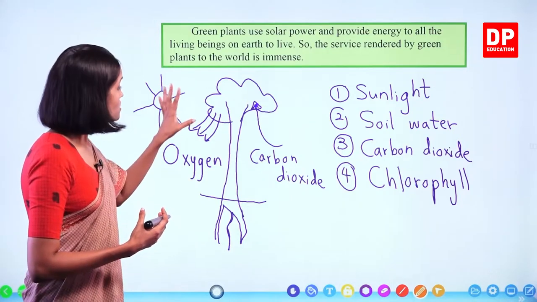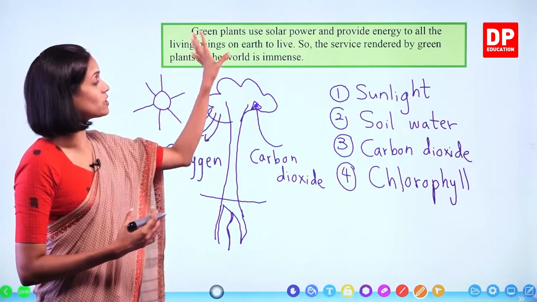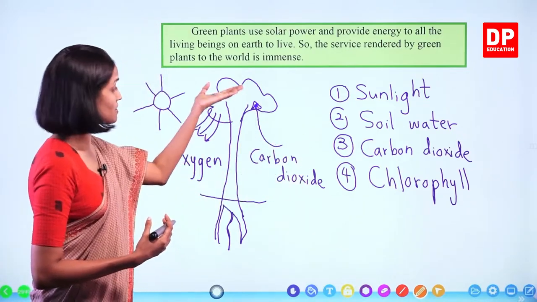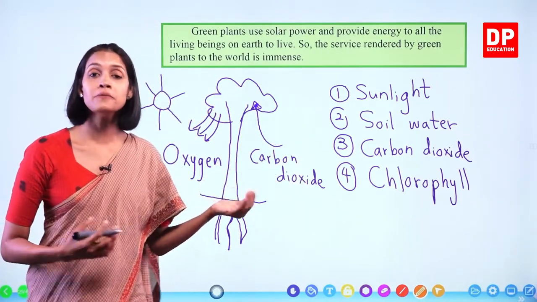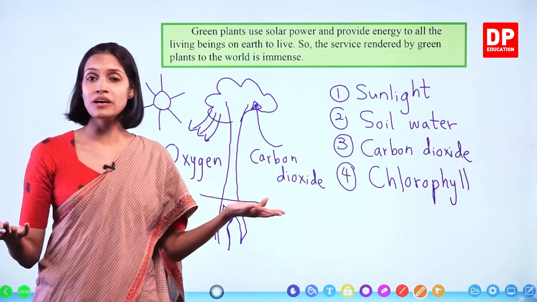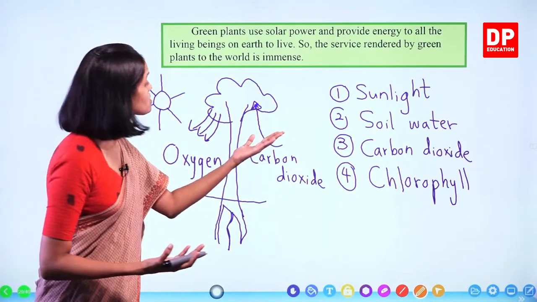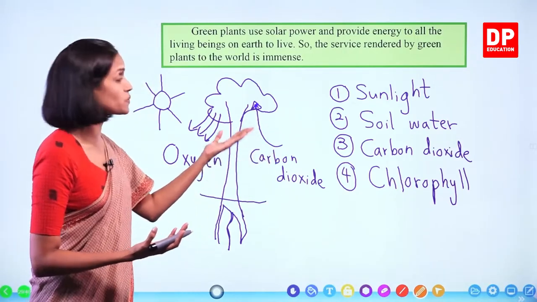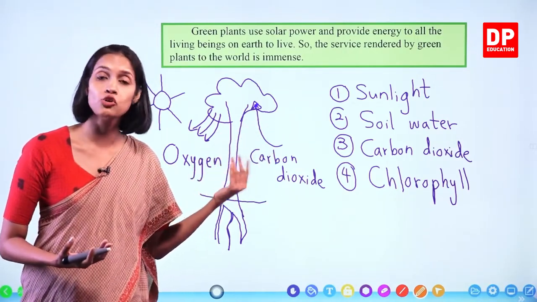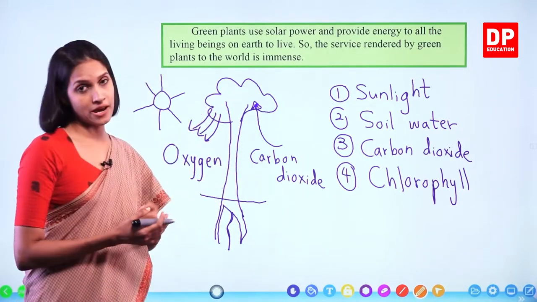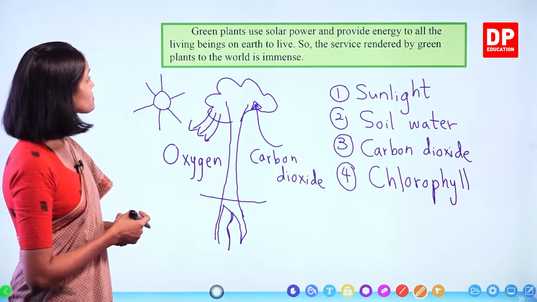Right, children? So at the same time, you all know during the photosynthesis process, carbon dioxide gas is absorbed by the plants, thereby the excess amounts of carbon dioxide gas present in the environment is reduced. So excess amounts of carbon dioxide gas cause different types of problems like global warming, right? So that is also controlled by plants, right, children?